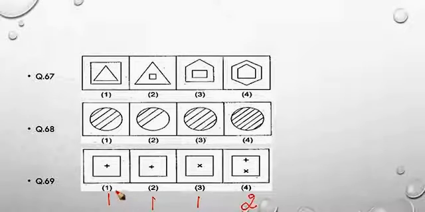So these three problem figures 1, 2 and 3 are similar because each of the problem figures has got only one mathematical sign, whereas in case of option 4 there are two mathematical signs. So answer to question number 69 is 2.